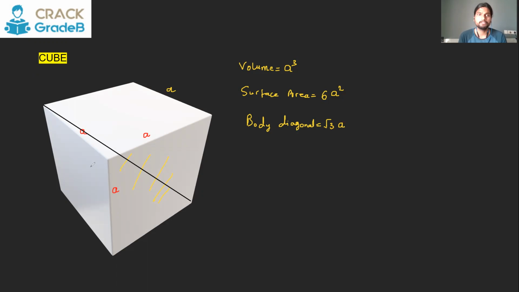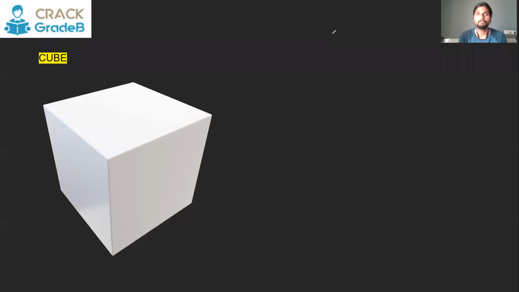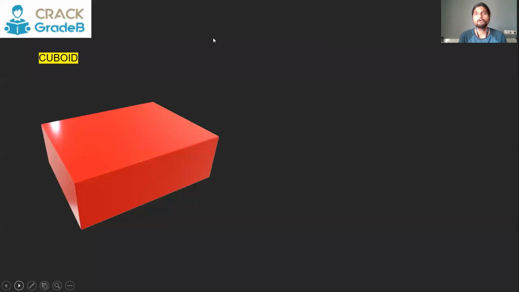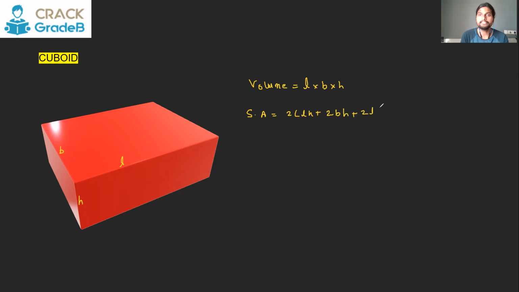Now this is about the cube. Now let's consider another figure, that is the cuboid. Now cuboid, as you can see, is this figure where the length, breadth, and height might be different. So this is length, this is breadth, and this is height. So the volume, if you apply the formula for prism, you will come to know the volume will be length into breadth into height. The surface area is going to be 2 times length into height plus 2 times breadth into height plus 2 times length into breadth. It is very easy to figure out.